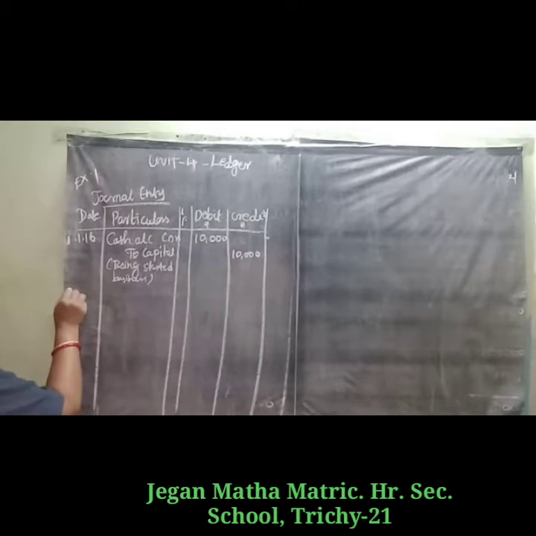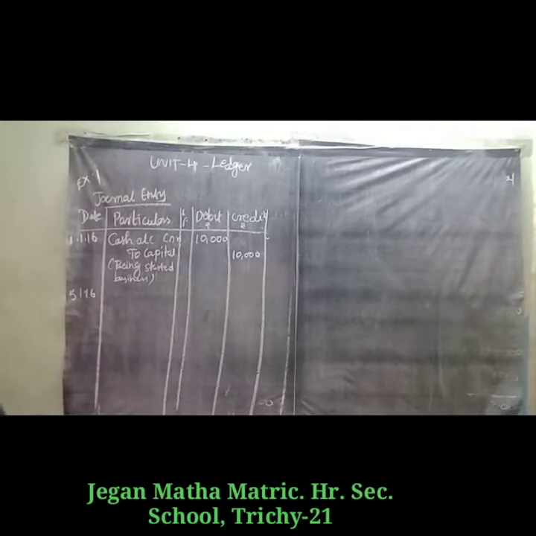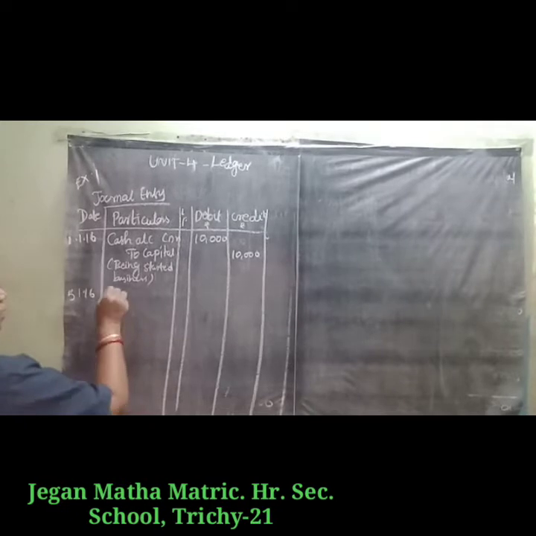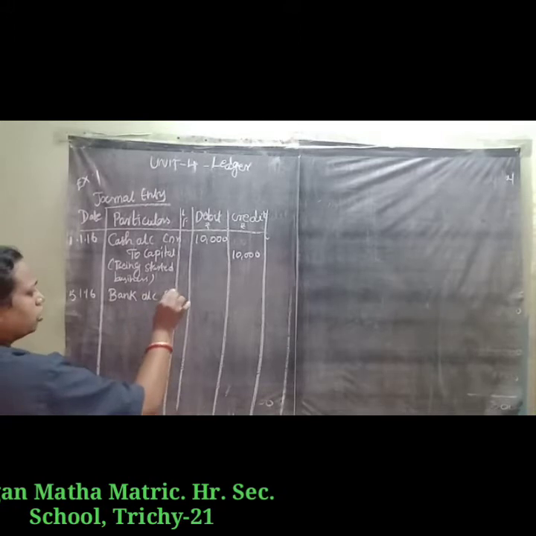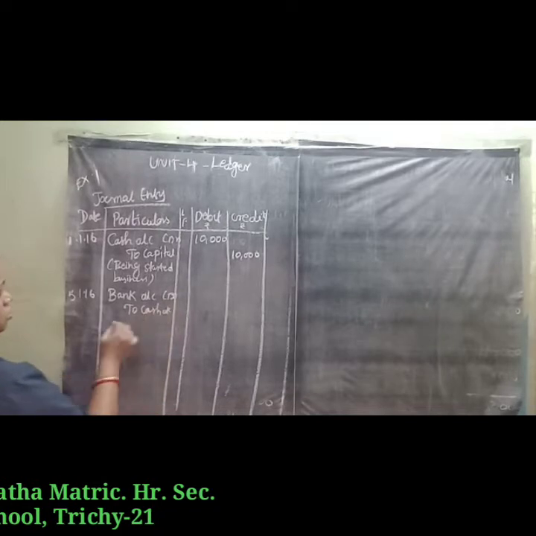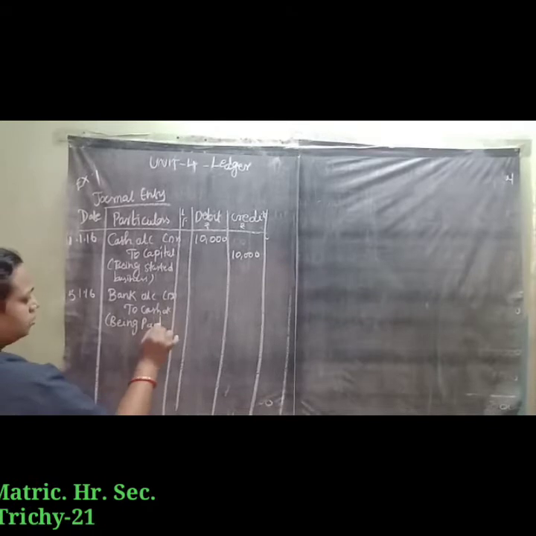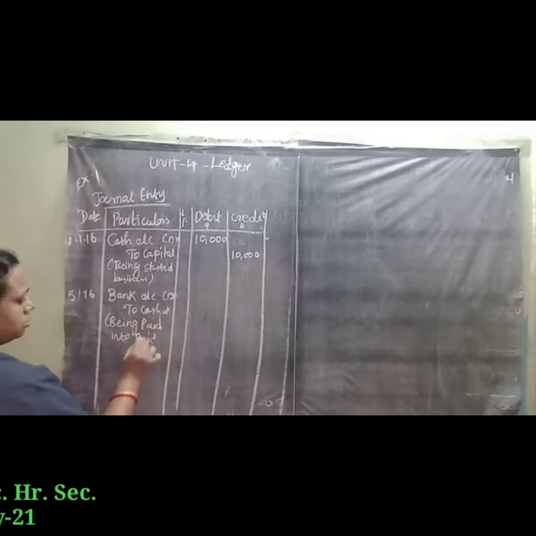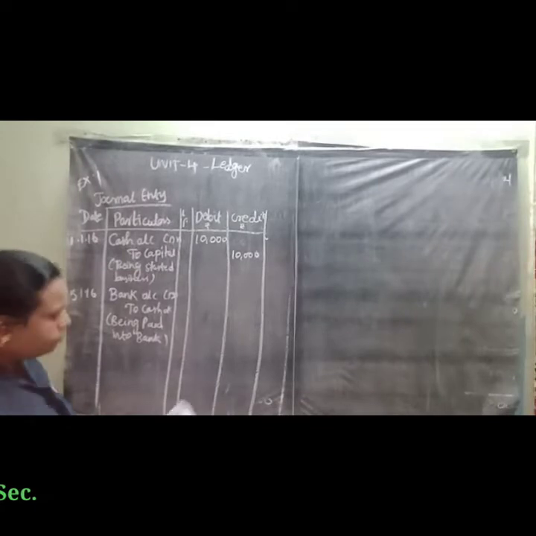Second, date 5/1/16, cash paid into bank. What goes out? Cash. Who is the receiver? Bank. You know the personal account rule: debit the receiver. Real account rule: what goes out, credit. So cash goes out. To cash account, being paid into bank. Amount 5,000.